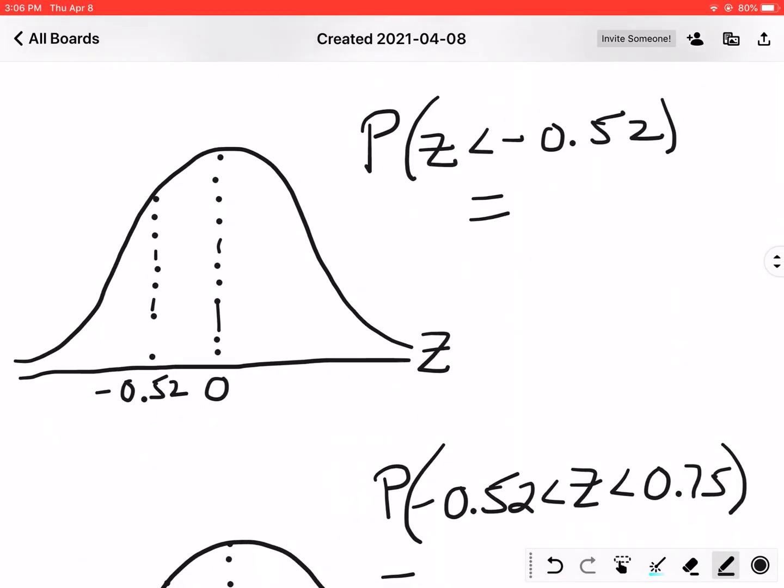This time, let's pick a negative number. That's the probability that Z is less than negative 0.52. So I drew that on here. Remember, the mean and the median and the mode are all 0 on the Z normal distribution. So the probability that Z is less than negative 0.52, that is that in there.